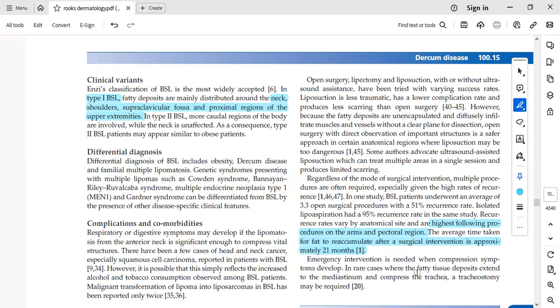Emergency intervention is needed when compression symptoms develop in rare cases where the fatty tissue deposits extend to the mediastinum and compress the trachea. A tracheostomy may be required.